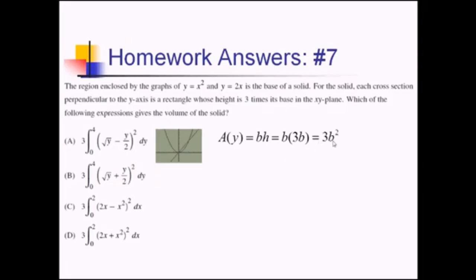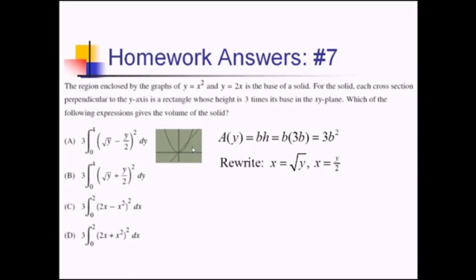But I'm not quite done yet. I need to actually express this in terms of y to help me match something that's in the answer choices. So the base is going to be the horizontal distance between these two functions here. The trouble is, my functions that I have up here are in terms of x, not y. So I'm getting outputs that are y values, not outputs that are horizontal x values. So I'm going to have to rewrite these. This first one I'm going to rewrite to be x equals the square root of y. And then this next one, we're going to have x equals y over 2.